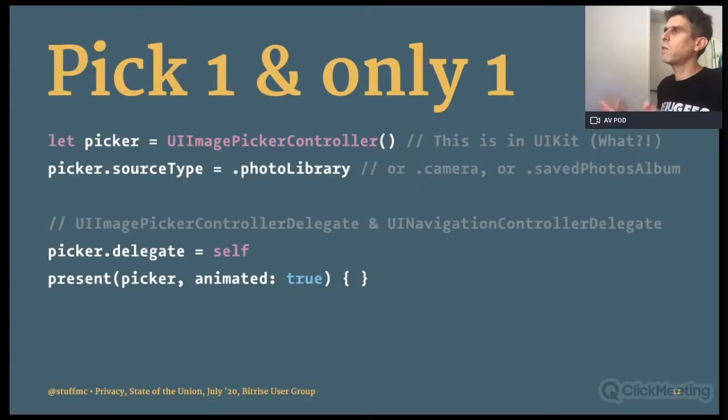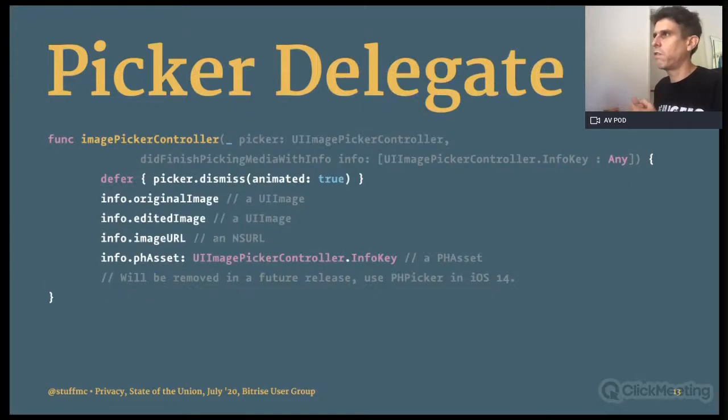All right, so what you can do, until now, until iOS 14, is pick one with UIImagePickerController. This guy is in UIKit. Over there you select if you want to have access to the photo library, the camera, or the saved photo albums, and then you use a delegate. Old schoolish, but it works. You present this on your current view controller, and then you end up in this delegate, imagePickerController didFinishPickingMediaWithInfo, where you basically will have a couple of things: an original image, potentially an edited image, an image URL, and a couple of other things like the PHAsset. But PHAsset, as it says, will be removed in a future release. You should use PHPicker.